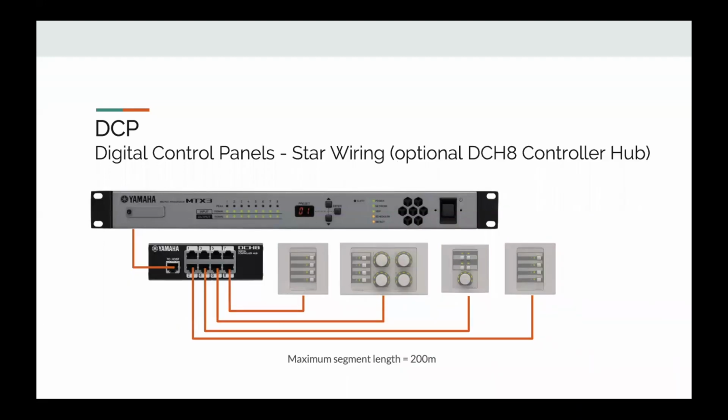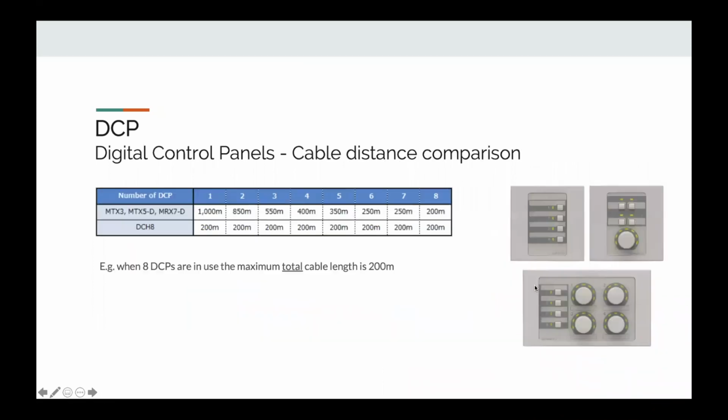So if you were to use a star-wired connection, you would need to use a DCH8, which would have a single connection to the MTX3, and then you can have up to 200 meters to each one of these panels. However, if you wanted to daisy chain them, according to the amount of devices you have, you can actually have a significant distance. So if you only used 4 keypads, for example, you could actually have an overall distance of 400 meters, or a single panel can be up to 1,000 meters away from the processor.